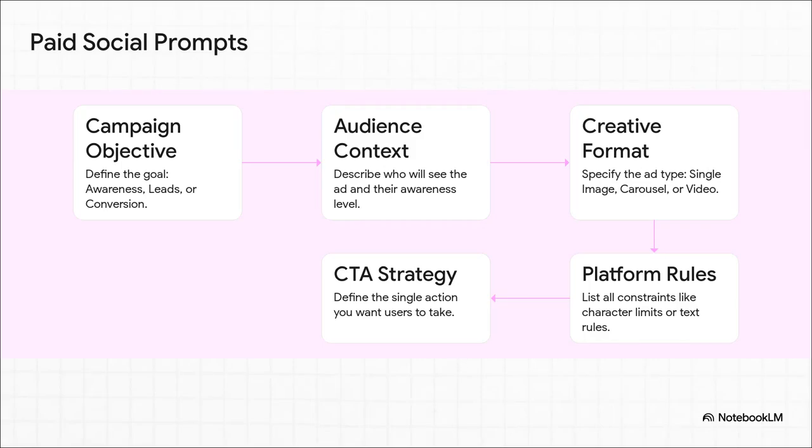To get really effective ad copy from an AI, your prompts need to be incredibly structured. This 5-element framework is a fantastic model. You have to define the campaign objective, describe the audience, specify the creative format, list any platform rules like character limits, and of course, define the call to action. If you leave any of these out, you're just going to get generic copy that, well, it just won't work.